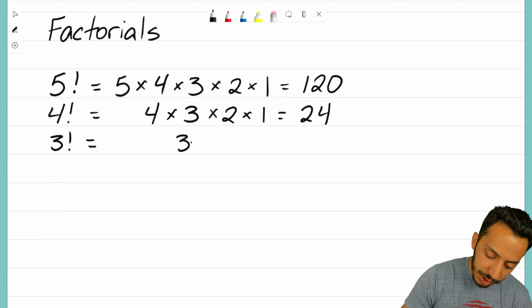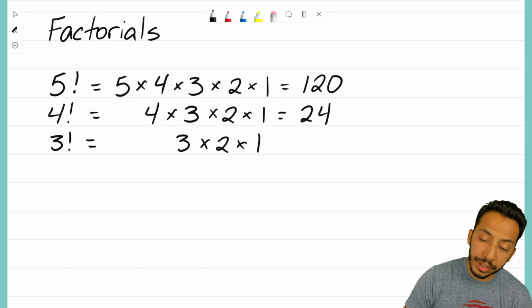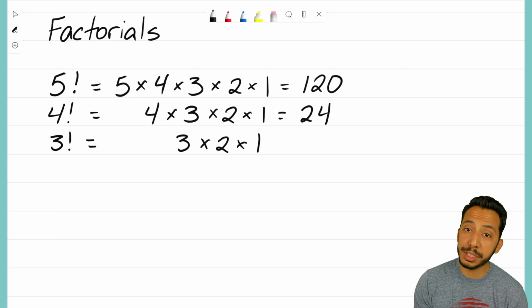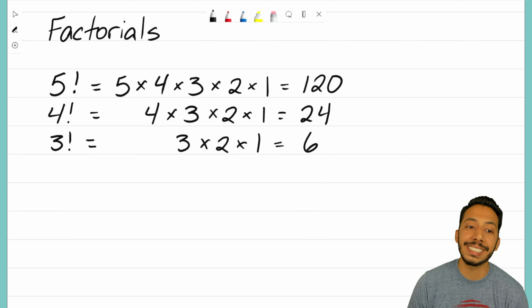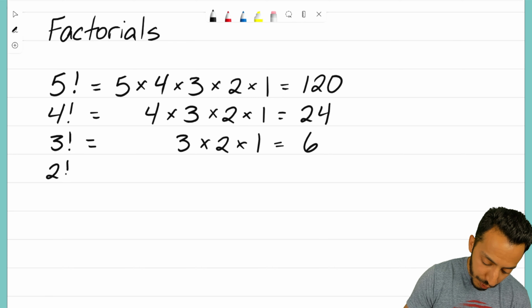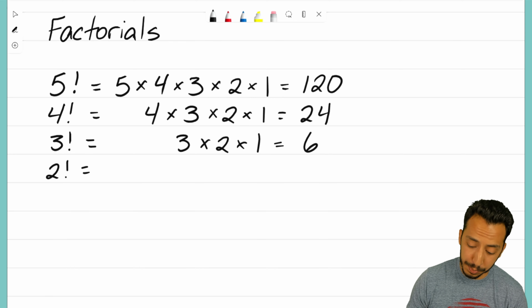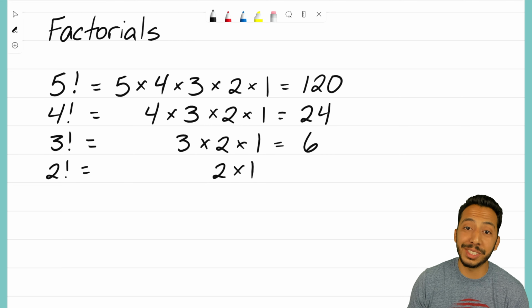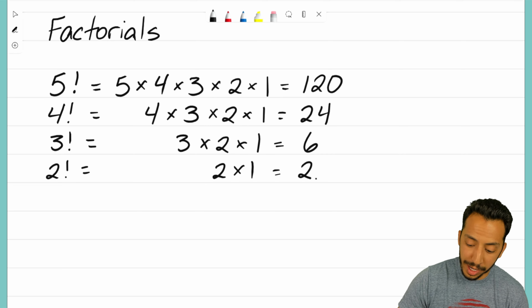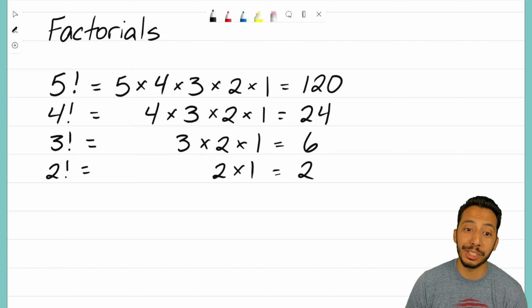3 factorial means we start at 3. So 3 times 2 times 1. Well, 3 times 2 is just 6. 6 times 1 is going to give us 6. Now, we're here at 2 factorial. We're getting pretty easy now at this point, right? 2 factorial just means 2 times 1. There's only 2 numbers there. And hopefully we all know that 2 times 1 is 2.